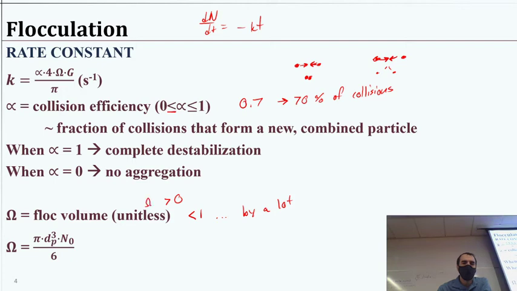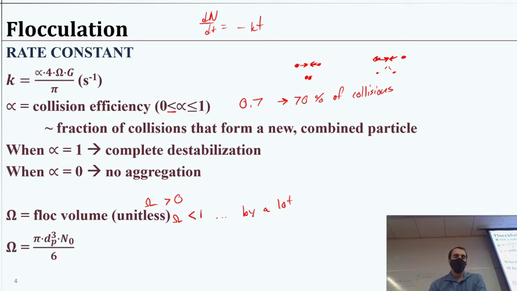So let's say omega, I'll just say that. Okay, so in some sense, you could relate it to the collision efficiency, but that's going to be like 0.8, 0.5, 0.7. But this is going to be, you know, 5 times 10 to the minus fifth or something.